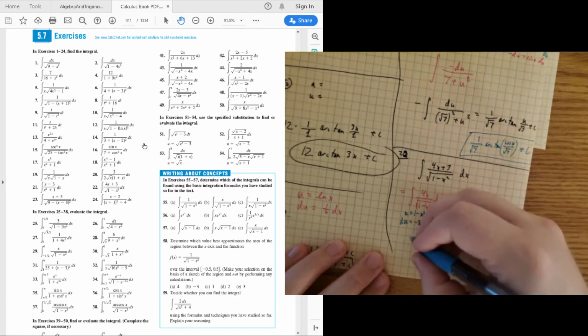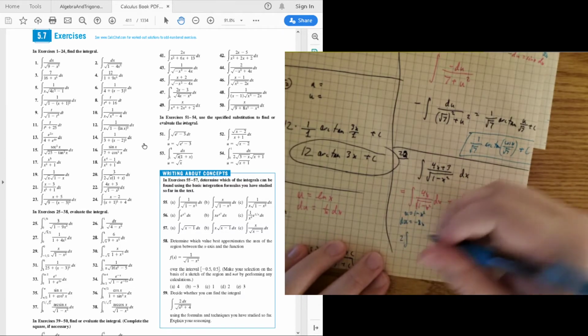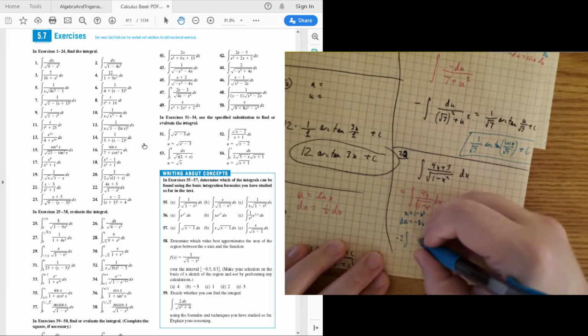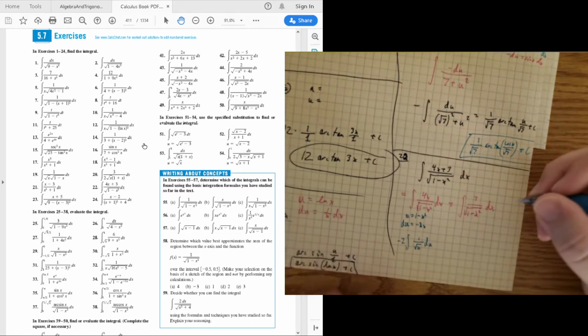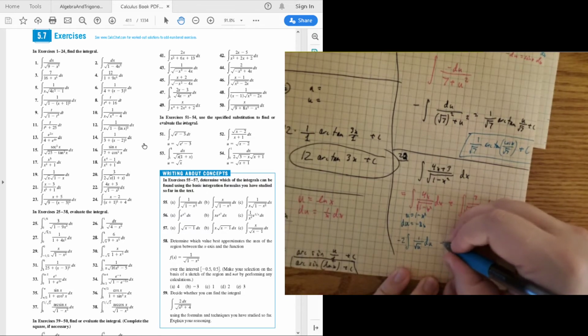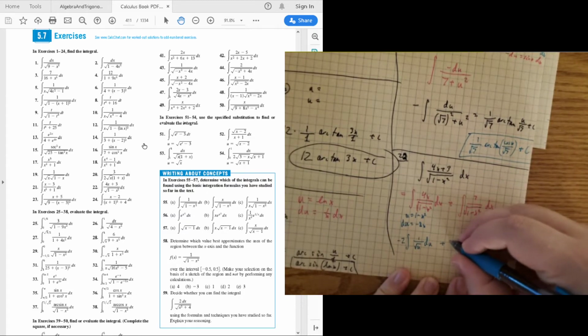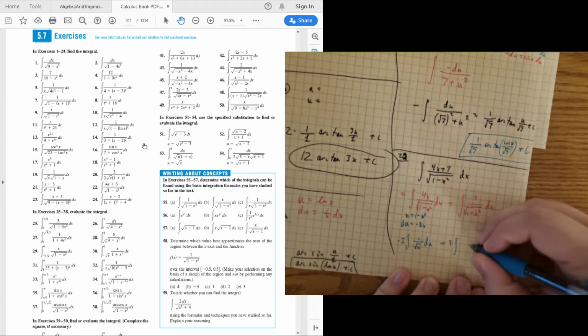And so for this one, I'd have the integral of 2 over the square root of u du. And for this one, I would have 3 times the integral of 1 over the square root of 1 minus x squared dx.